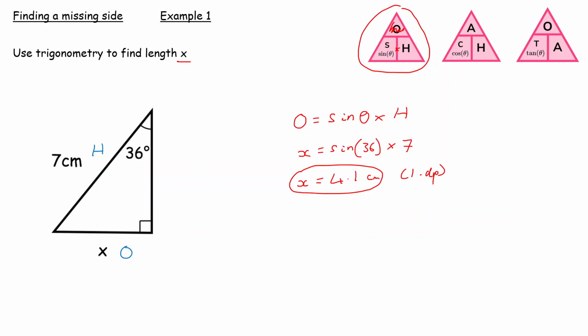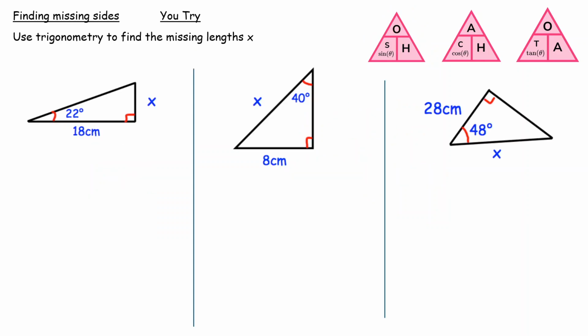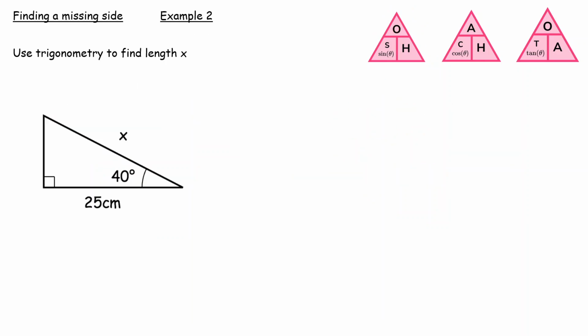So really, right, there are 3 key steps there. You label your triangle, using your sides, O, H, and A. You then choose your formula, and then you substitute into your formula. Okay, so we'll look at another example, and then you can try some yourself. You can try 3 yourself. We'll look at one more here first.